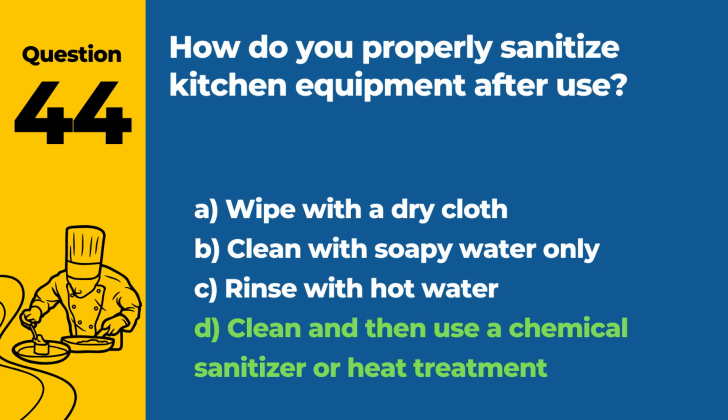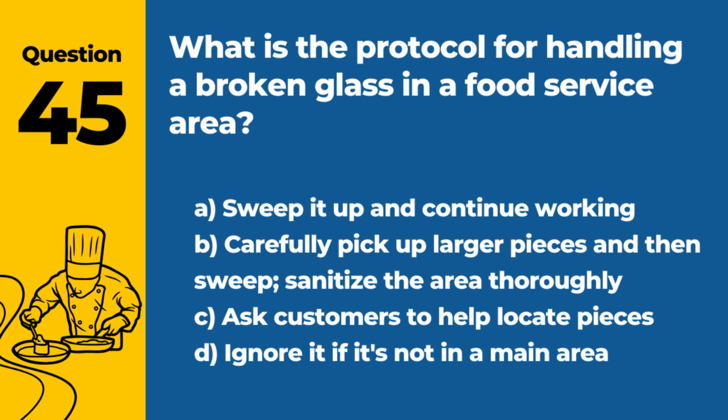Answer. D. Clean and then use a chemical sanitizer or heat treatment. Proper sanitization of kitchen equipment involves cleaning the equipment first with soapy water and then applying a chemical sanitizer or using a heat treatment to effectively kill any remaining bacteria or pathogens. Question 45. What is the protocol for handling a broken glass in a food service area? A. Sweep it up and continue working. B. Carefully pick up larger pieces and then sweep. Sanitize the area thoroughly. C. Ask customers to help locate pieces. D. Ignore it if it's not in a main area.